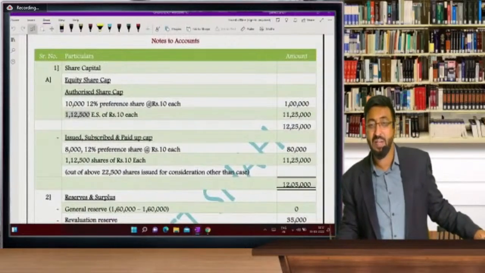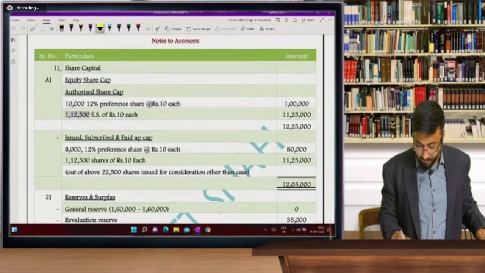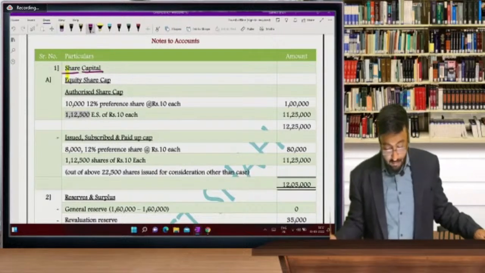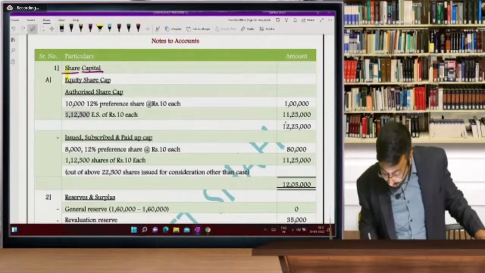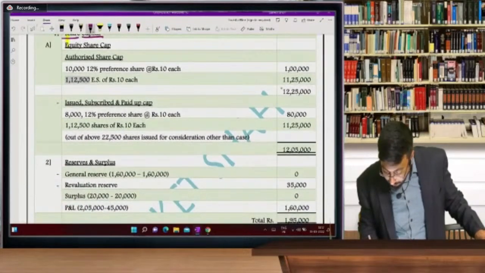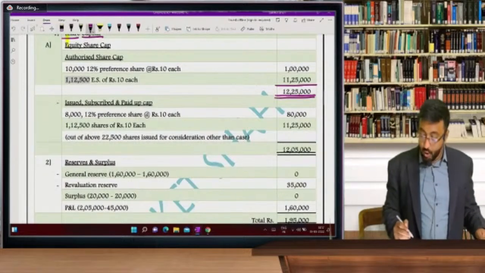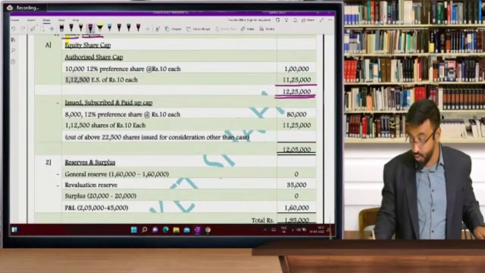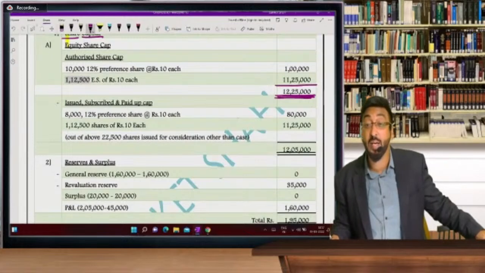So equity share capital, you can see here, it's a share capital. Share capital, always underline it. Then under that equity share capital, authorized. Authorized will be taken only for presentation. Don't take authorized capital in total. So double underline, it reflects, don't take it in total.